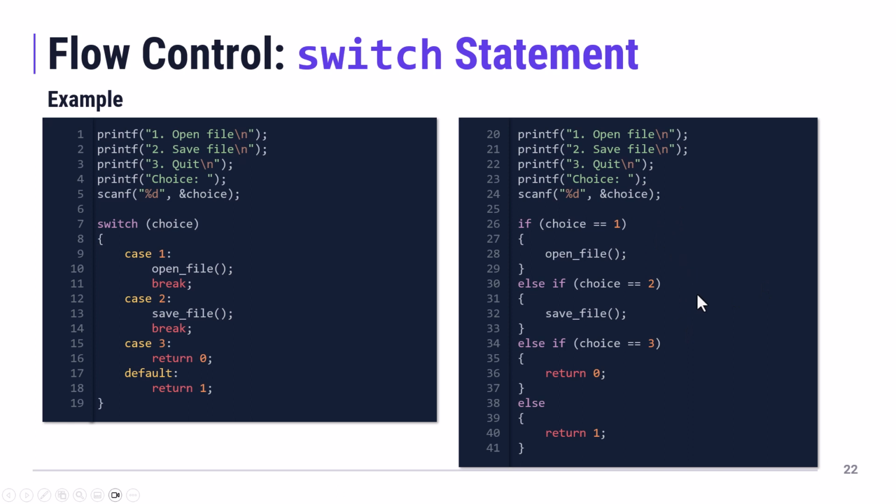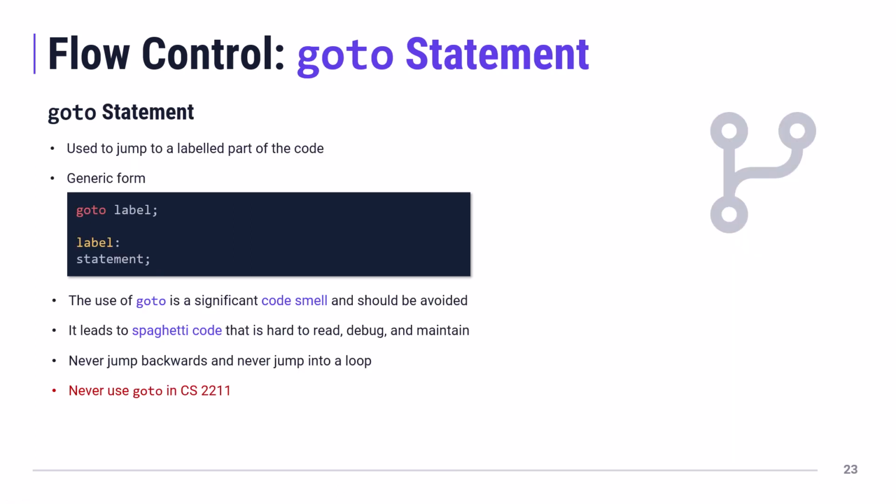a little bit more verbose. Okay, and then finally we have the goto statement, the evil goto statement. So this is considered to be like a code smell. It's not something you should be using in your code. If you find yourself using it, you probably need to reevaluate what you're doing. It's just not considered to be good practice. So it is used to jump to a labeled part of your code. So I can have any label I want as long as it's a valid identifier. I can have a label with a colon after it, and then I can say go to that label.